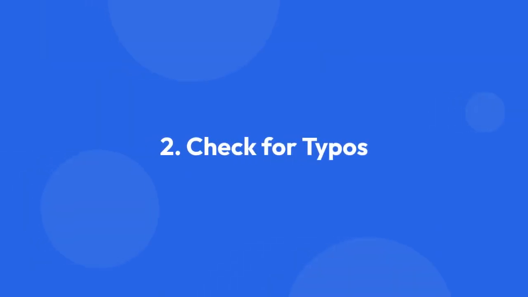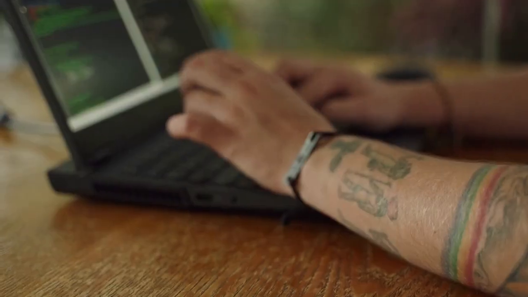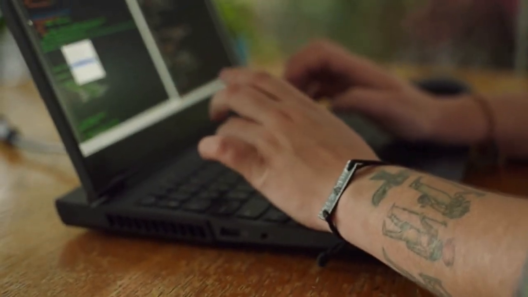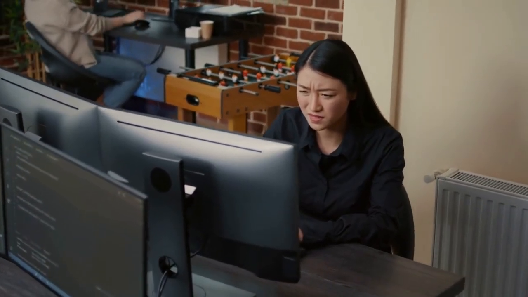2. Check for typos. A simple typo in the function name is the most frequent cause. Double-check the spelling of the function name in your code. PHP is case-sensitive, so myFunction is different from myfunction. Even a single wrong character can trigger this error.